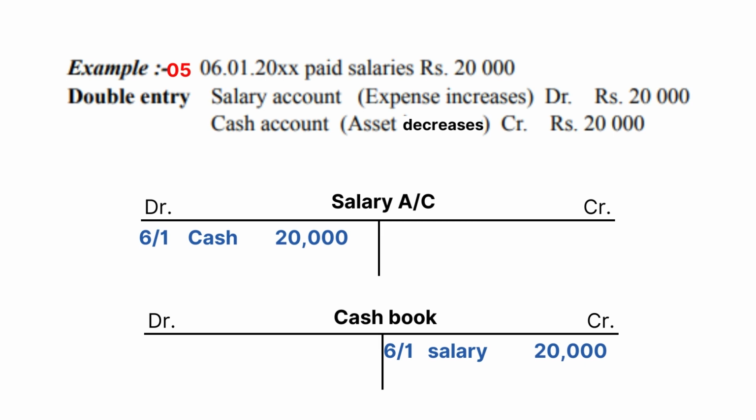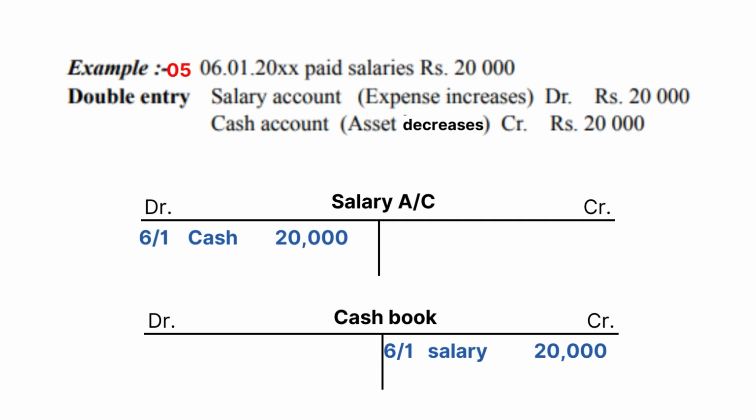So here cash worth rupees 20,000 is decreasing, so it's credited by rupees 20,000 in the cash book. And we have to write the description in the credit side. We can write it as salaries since we are paying cash as salaries. So until now we have studied the double entries, so I hope you have understood how to record these simple transactions in these accounts.